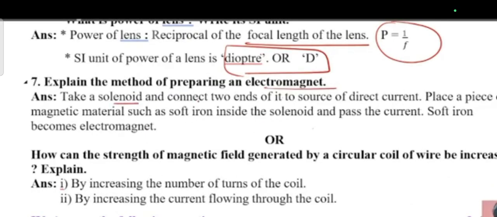Next question. How can the strength of the magnetic field generated by a circular coil of wire be increased? Explain. By increasing the number of turns of the coil, and by increasing the current flowing through the coil.